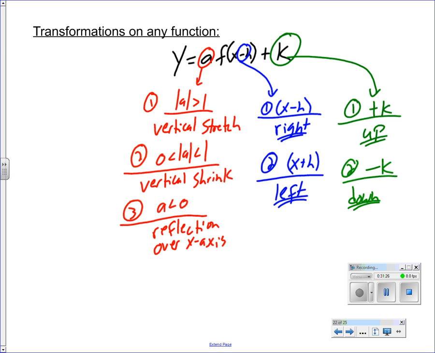So tomorrow in class, we'll be working through examples of this. If you want to see some examples online or other videos to help you with this, you can search for transformations on functions or parent functions.